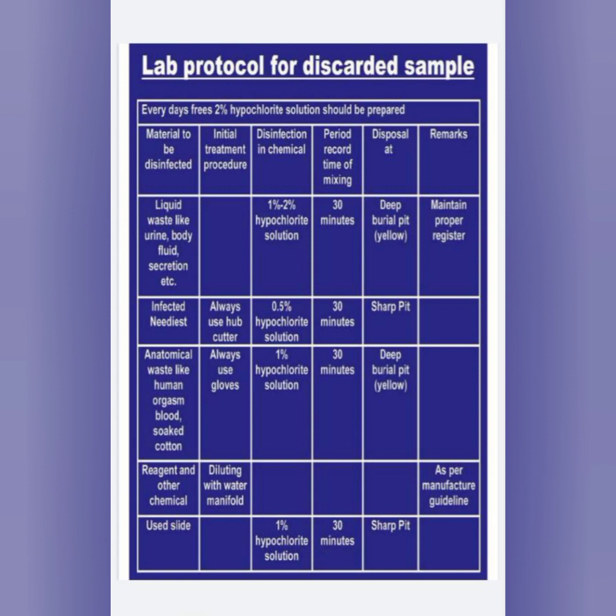Along with that, you can use 0.5% hypochlorite solution for 30 minutes and you have to discard in the sharp pit. If any anatomical waste like human organs, blood, swab, cotton are generated in your HWC, you need to use gloves always. Along with that, for disinfecting the items, you need to use 1% hypochlorite solution for 30 minutes and you need to discard the items in the deep burial pit.